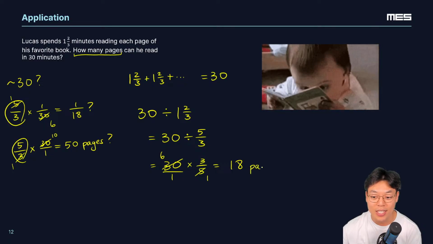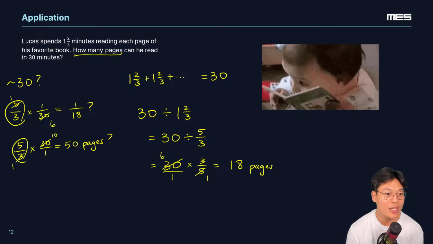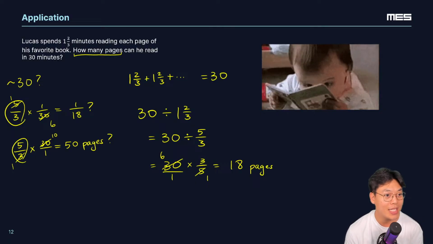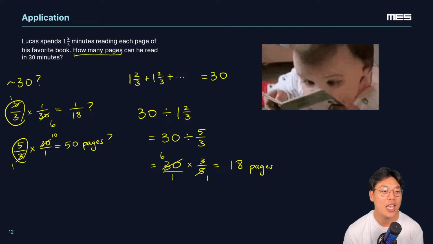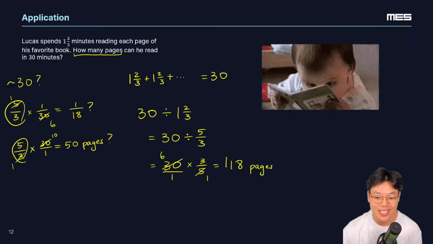So 18 pages is the number of pages Lucas read in the span of 30 minutes, because he reads one page every 1 2/3 of a minute. And that's our answer, 18 pages.